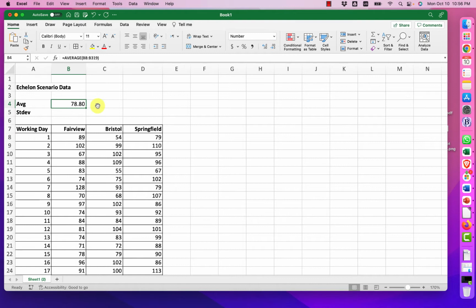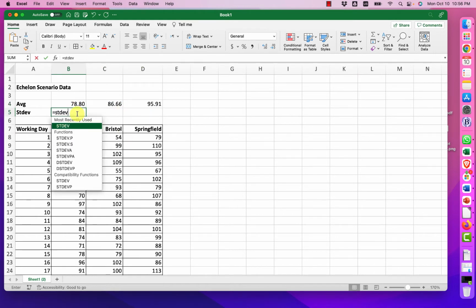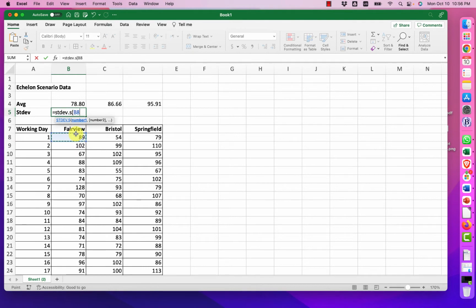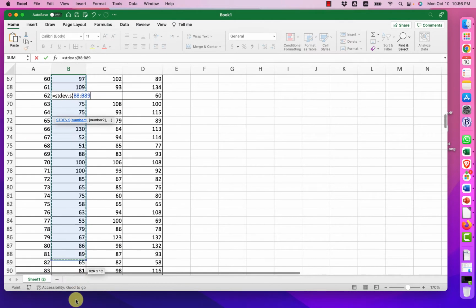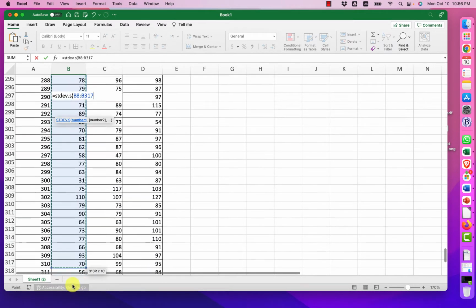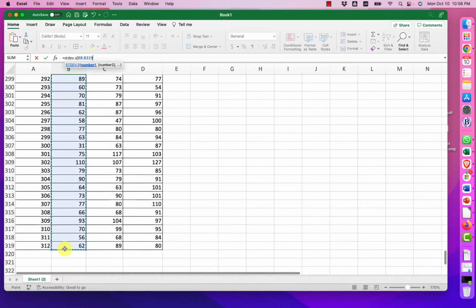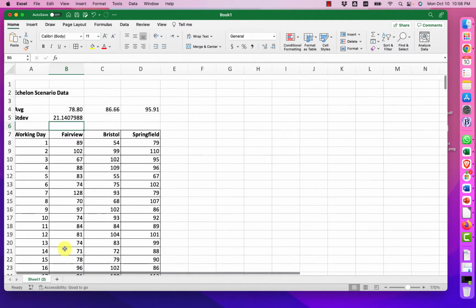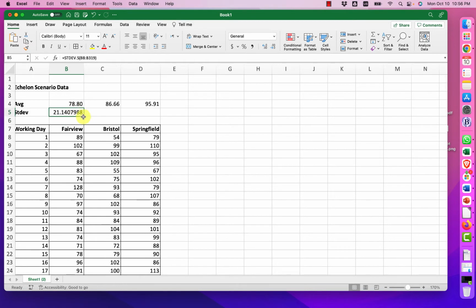Okay, and I can just drag this formula here to get the average demand for the different locations. STDEV.S, because it's a sample, we don't have all possible data for each location. So we get the standard deviation for Fairview is 21.14, and I can just drag it across.